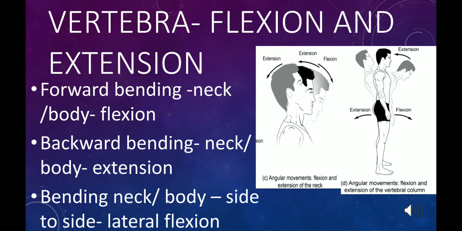In the figure you can see the flexion and extension of the neck as well as flexion and extension of the body. Flexion of the neck means a forward bending of the neck, and extension means straightening from the flexed position or bending backwards, and it is the same for the body also. So what is lateral flexion? Lateral flexion means bending the neck or body towards the right or left side.